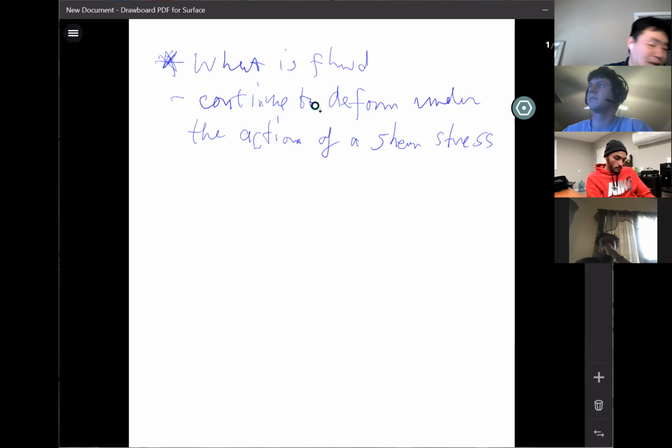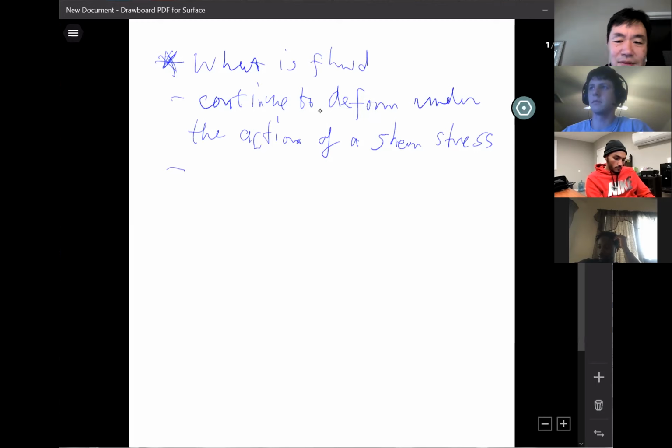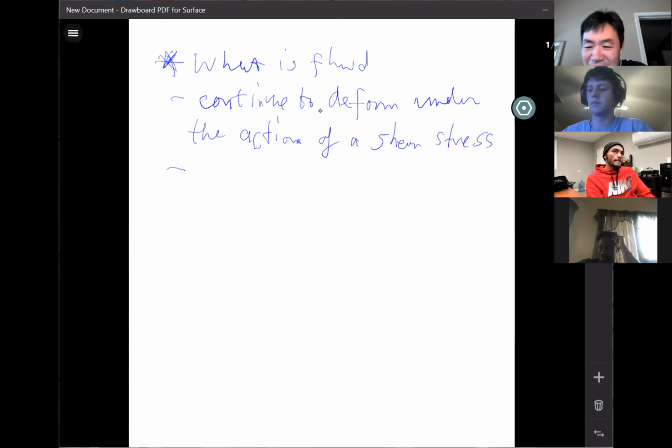But I want to emphasize this is not a clean cut between fluid and solid. No matter what kind of definition you use, if you Google the definition of fluid, maybe you can find tens of different definitions there. It's not very clean cut between fluid and solid. I'll give you an example.